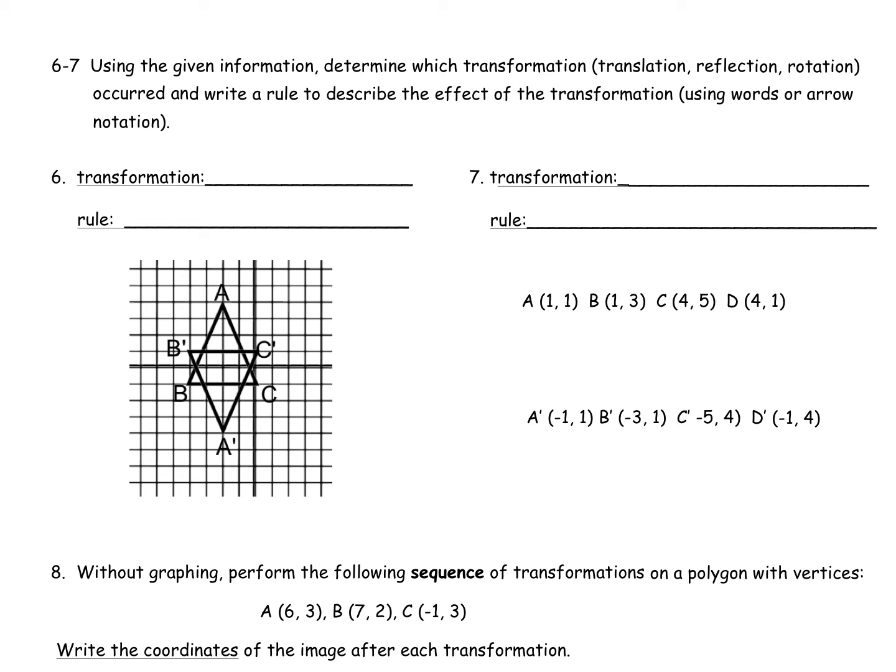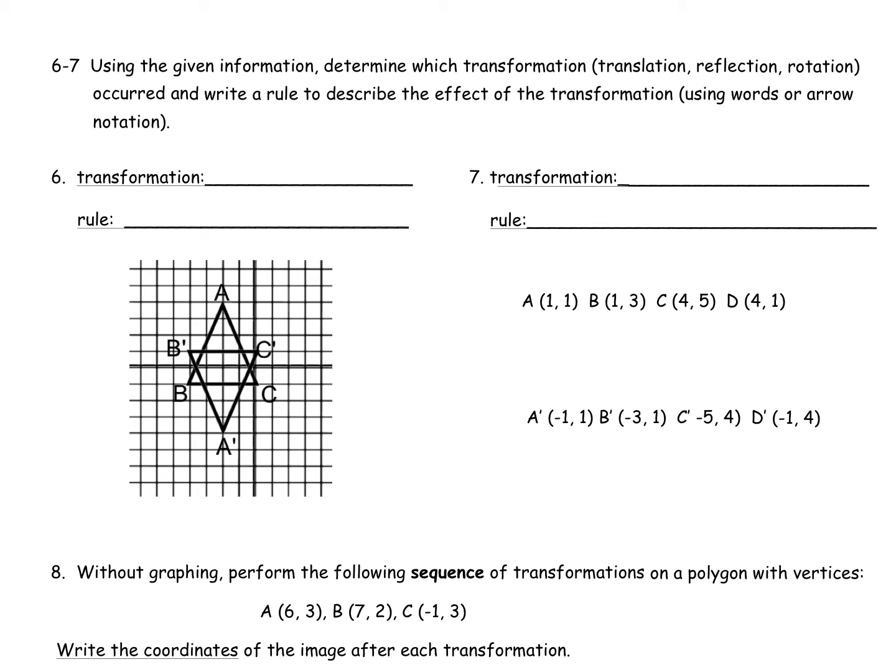For numbers 6 and 7, I am simply trying to tell me what happened. So the transformation is a translation, a reflection, or a rotation. And then I need to come up with the rule. The rule can either be in words or in coordinate rule notation like we've been practicing. And I'll show you both.